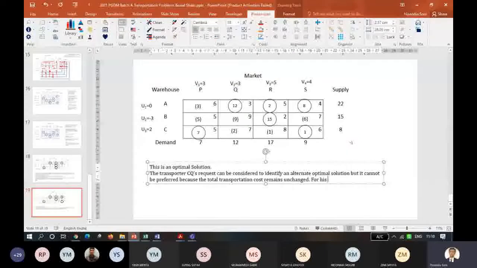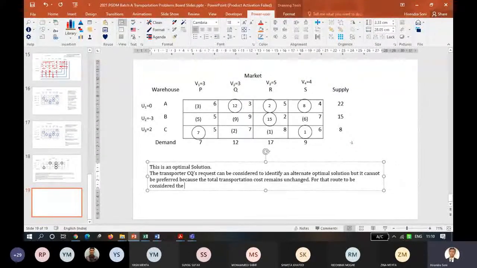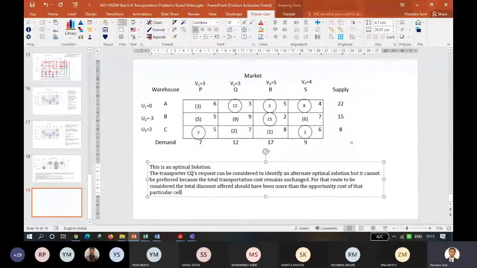For that route to be considered, the total discount offered should have been more than the opportunity cost of that particular cell. Fine. Is it okay? याद रहेगा अभी ये? Yes, sir.